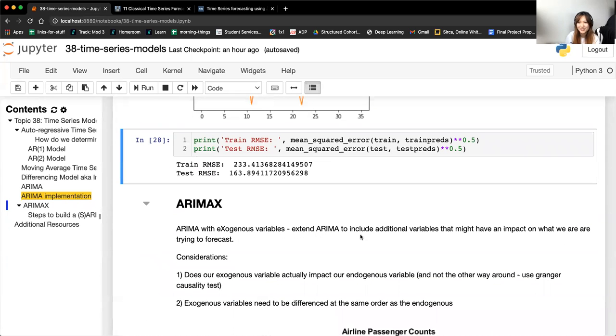Anything else before we talk about a couple other extensions?